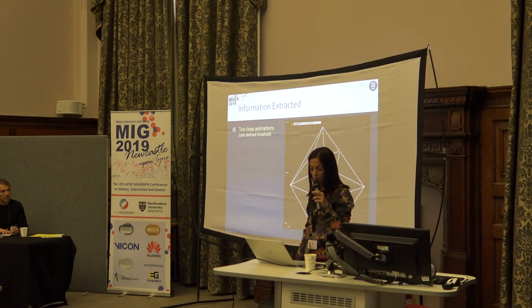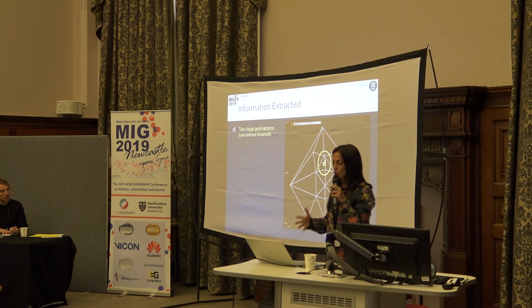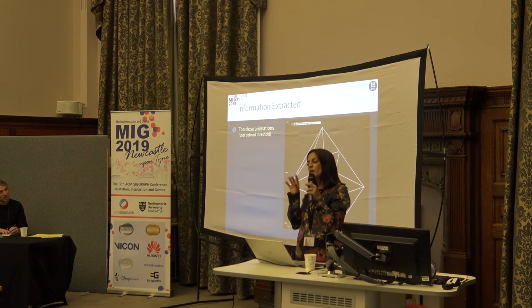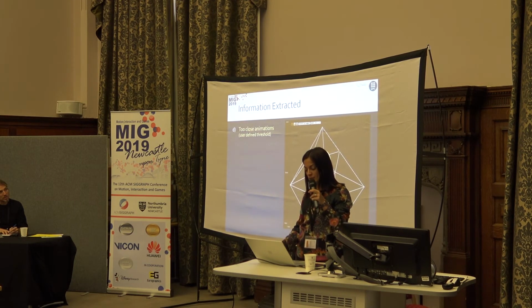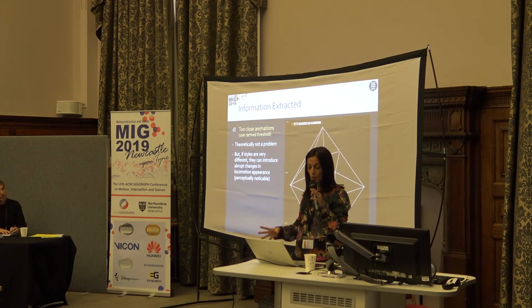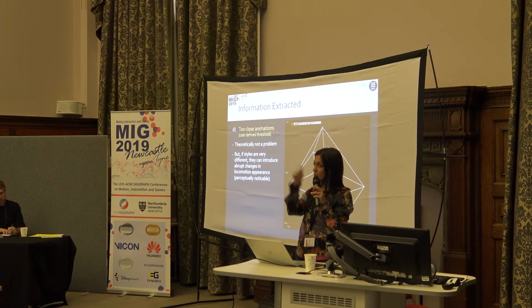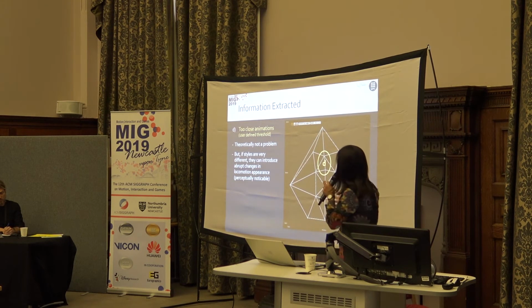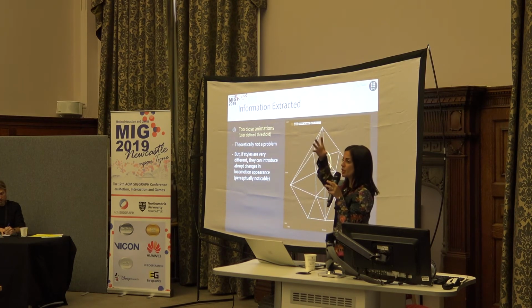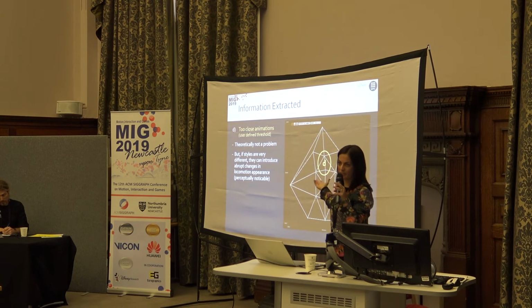Okay, the fourth one, animations that are too close. And this is too close according to a user-defined parameter. So this technically is not a problem. We just have smaller triangles and we interpolate between them, fine. But the problem here is that we are taking a problem that is a high-dimensional problem, which is animation, and we're projecting it into this 2D representation.